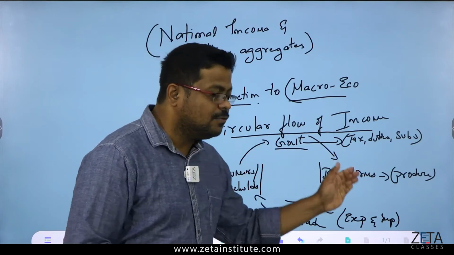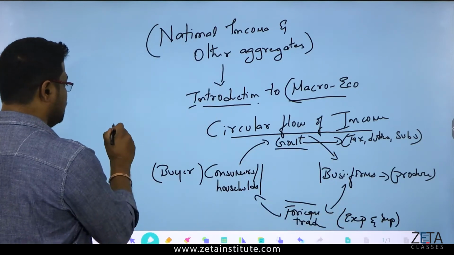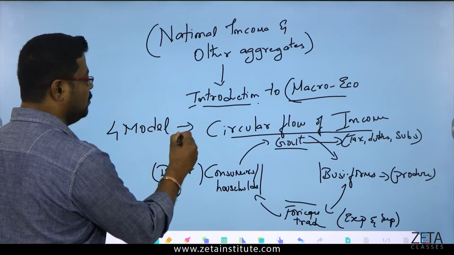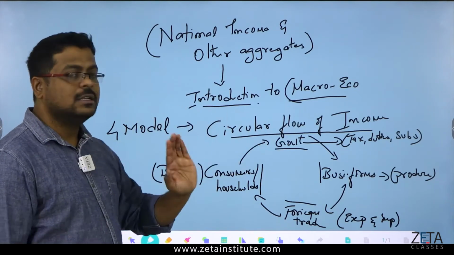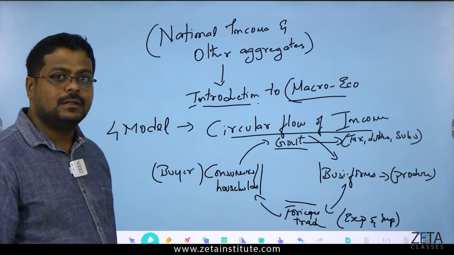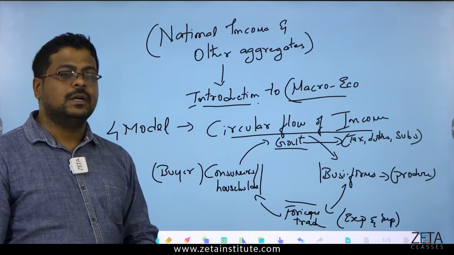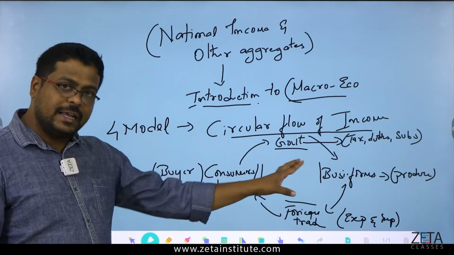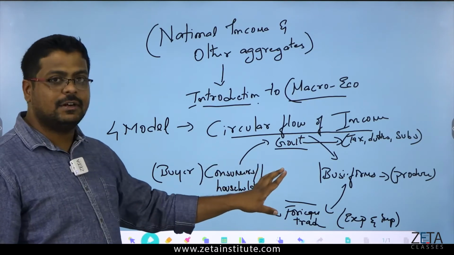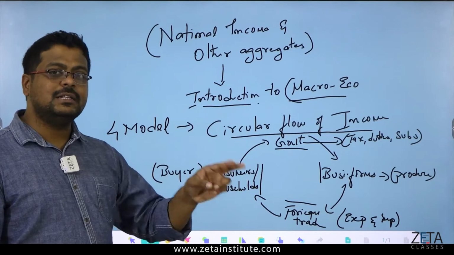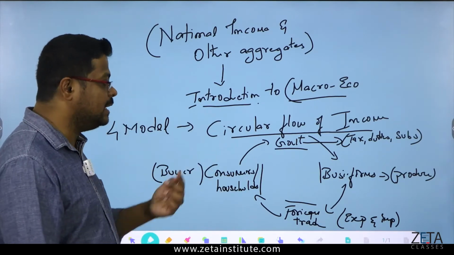So this is the 4 model, we call it the 4 module circular flow of income. 4 module, 1, 2, 3, 4. In your syllabus it is 2 and maximum 3, but I have given 4 also, to make you understand everything. In theory they have given only 4, but when we are doing numericals, you have to concentrate only on 2. How is that? I'll tell you later.